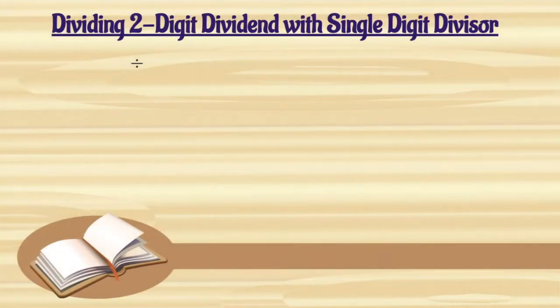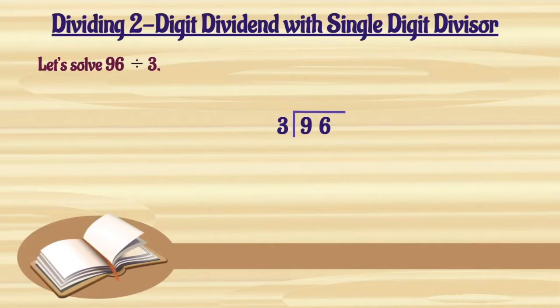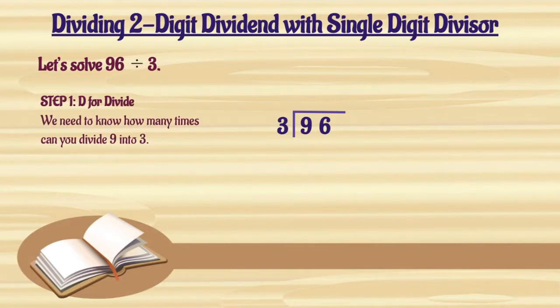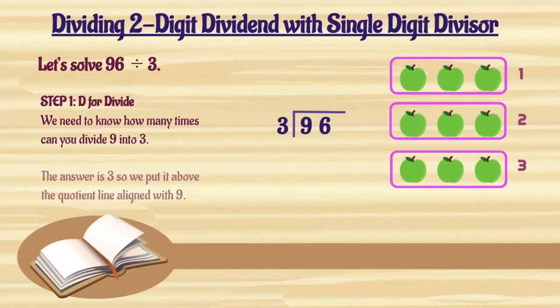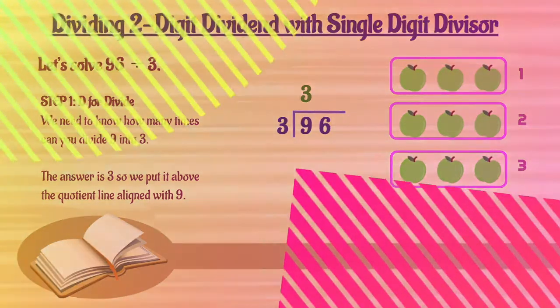Let's first try dividing a two-digit dividend by a single-digit divisor. Let's have 96 divided by 3. The first thing that we need to do is to divide. For this example, we will start by dividing 9 by 3. How many 3s could we get from 9? 1, 2, 3. The answer is 3. So we put it above the quotient line, above the 9.